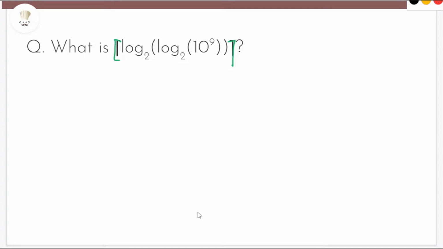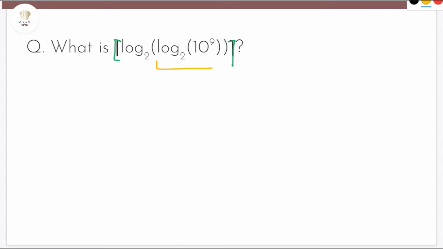Colonel Pathak says 5. Devang Bhagwat says 5. So yeah, the answer here is 5. Yash Agarwal says 5 as well. Good job everyone who answered, right? So the answer here is 5, right?